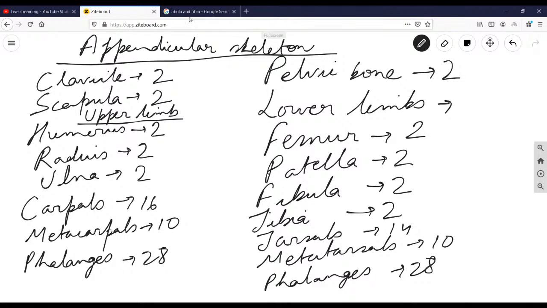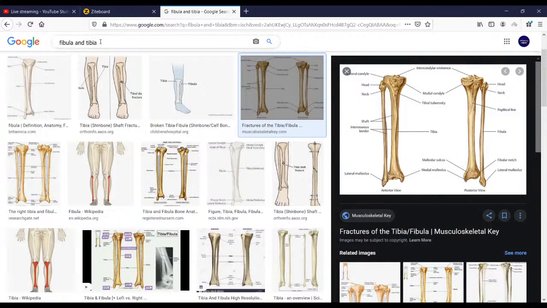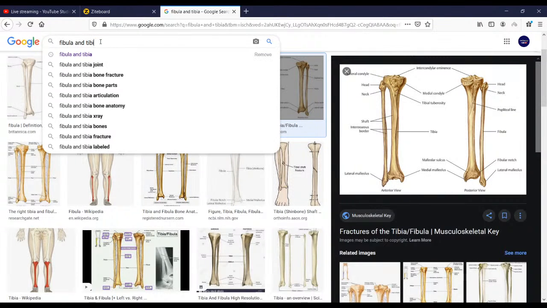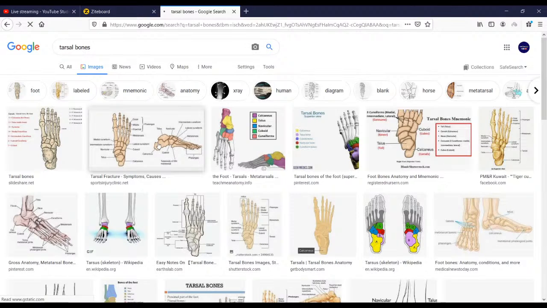So I'll show that also to you. Okay. Tarsal, metatarsal. So just see here. Very easy to comprehend. Okay. Tarsal bones.